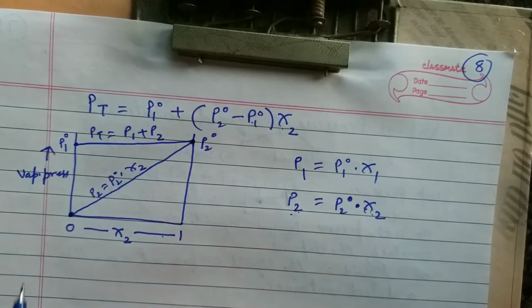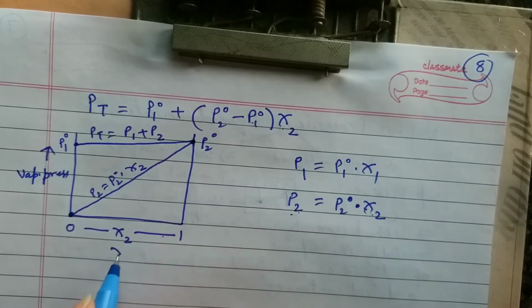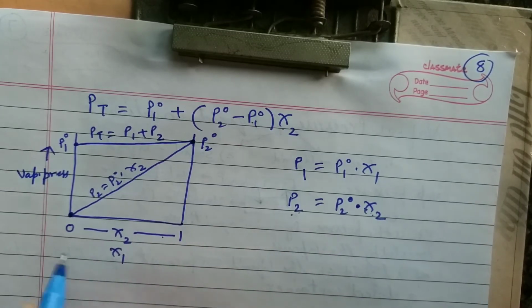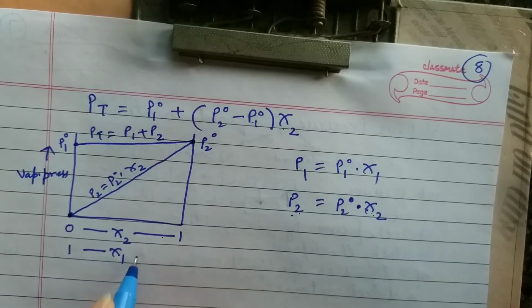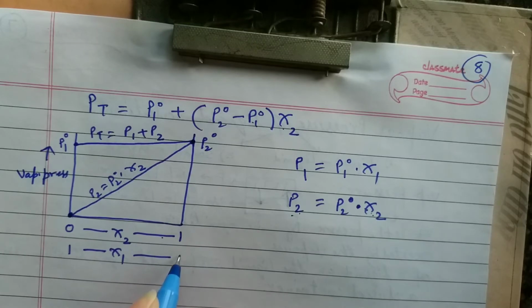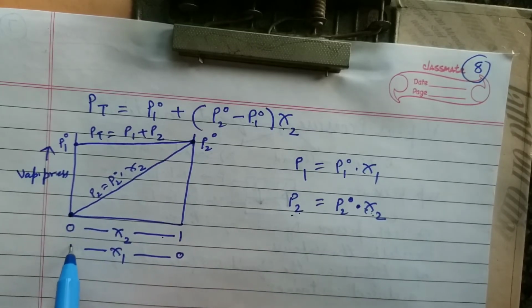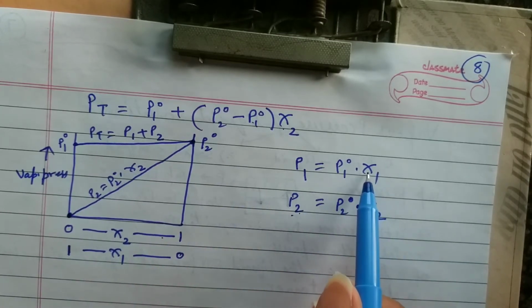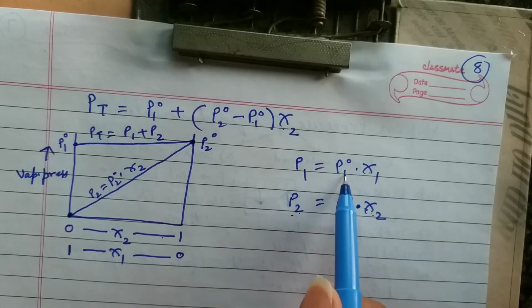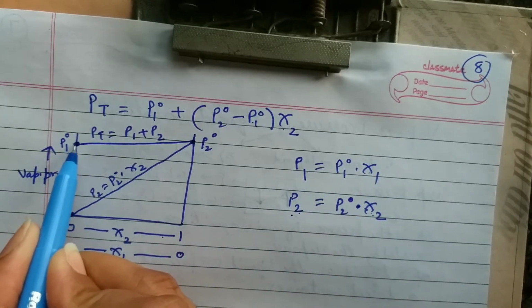Likewise, as we know that the sum of the mole fractions is always equal to 1, how will chi1 vary at the same time? When chi2 is 0, chi1 should be 1, and as chi2 approaches 1, chi1 should become 0. So at this point the value of chi1 is 1. If chi1 is 1, P1 is equal to P1 naught. So the graph is going to start from this point, P1 naught.